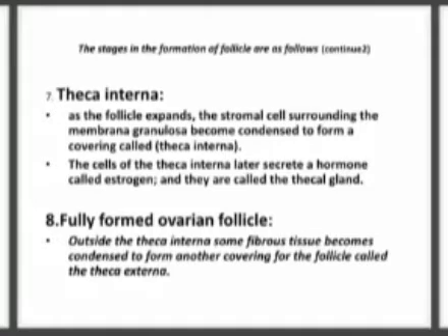The stages in the formation of follicle are as follows. Theca interna: as the follicle expands, the stromal cells surrounding the membrana granulosa become condensed to form a covering called theca interna. The cells of the theca interna later secrete a hormone called estrogen and they are called the thecal gland. Theca interna cells जो हैं वो estrogen पैदा करते हैं.